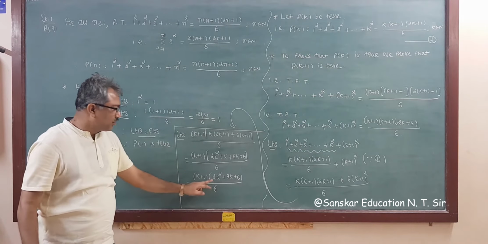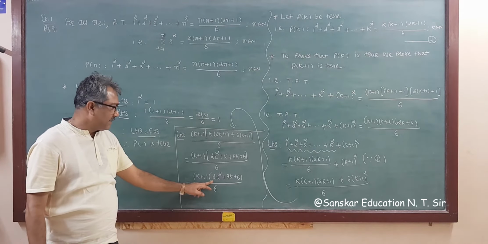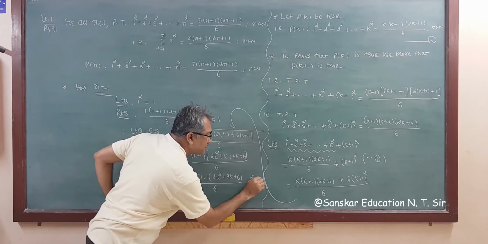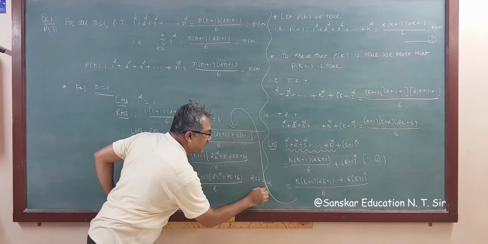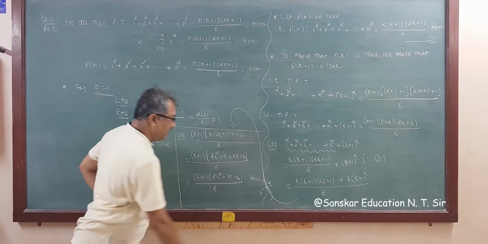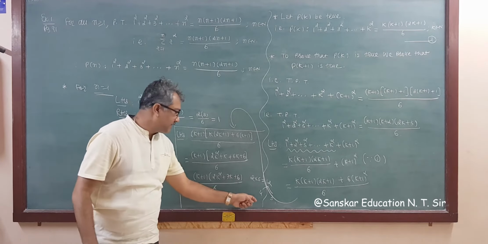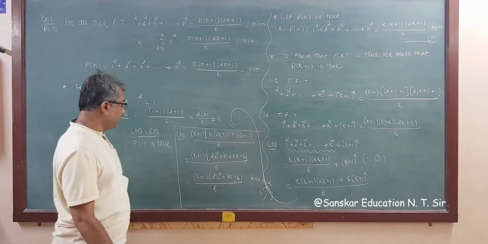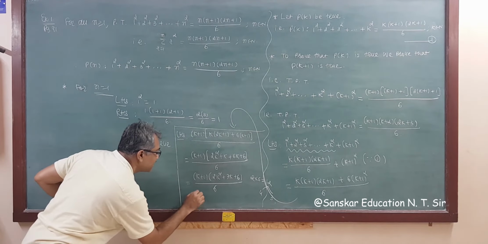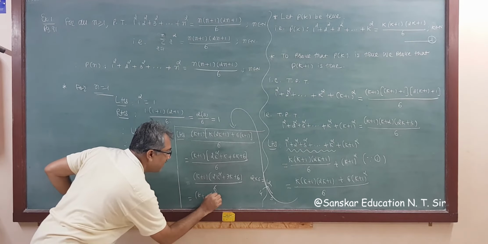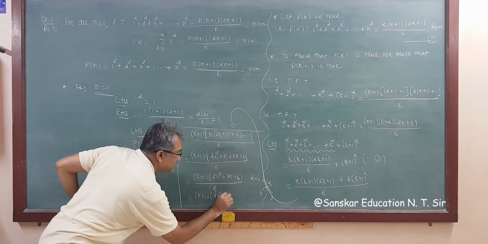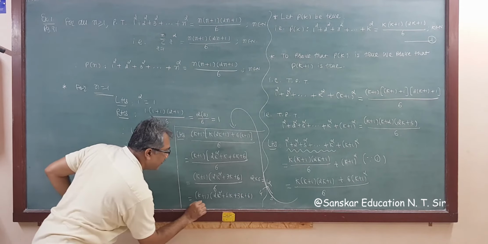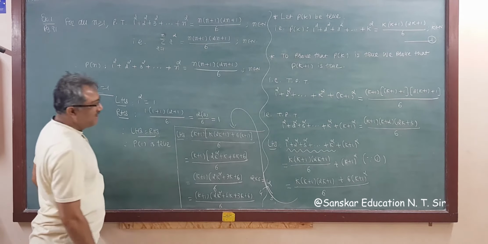Now 6 into 2 is 12, right? And 4 threes are 12, so 6 into 2 is equal to 12, and 12 is 4 into 3, and 4 plus 3 is 7. So your factor is 4. So we are splitting out this 7k as 4k plus 3k. So what we get here? So this is k plus 1 times 2k square plus 4k plus 3k plus 6 whole upon 6.